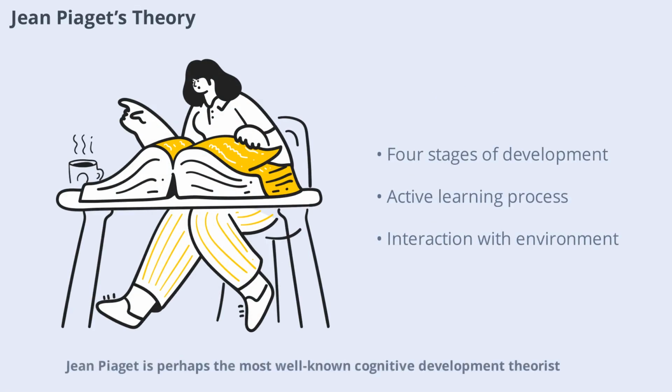Jean Piaget is perhaps the most well-known cognitive development theorist. He proposed that children move through 4 distinct stages of cognitive growth, each characterized by unique ways of thinking and understanding the world. Piaget believed that children are active learners, constantly constructing knowledge as they interact with their environment. His theory has had a profound impact on education and psychology, shaping how we view childhood learning.